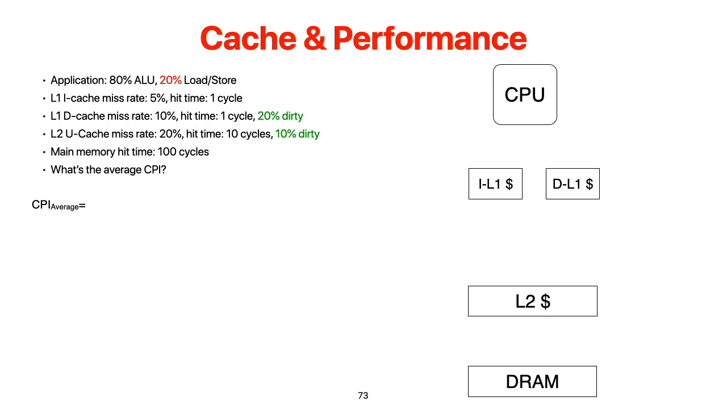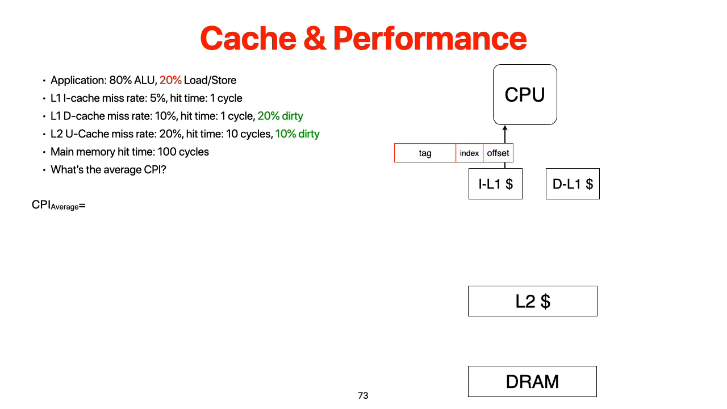Based on that, you are able to evaluate the CPI of the cache by knowing the process. So for example, if I have an application with 20% load/store instructions, and a cache miss rate of 5% for the instruction cache access and 10% for the data cache access. However, for the data cache, there might be 20% of the data that is dirty, and for the L2 cache, the miss rate is 20%, the hit time is 10 cycles, and 10% of the data is dirty, and the main memory may have a 100 cycle latency. I can calculate the CPI by walking through the process of accessing the cache as below.